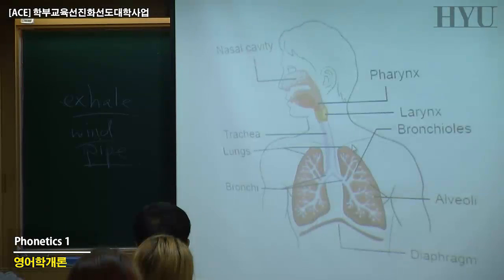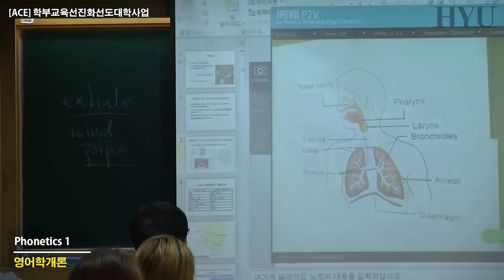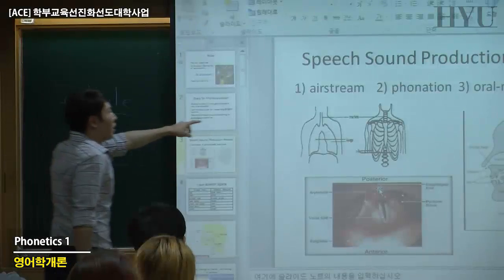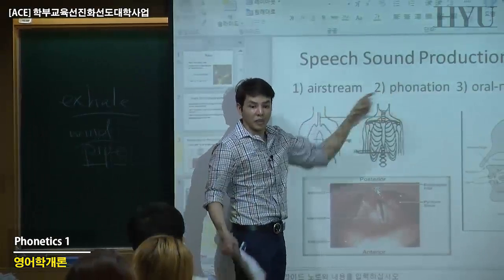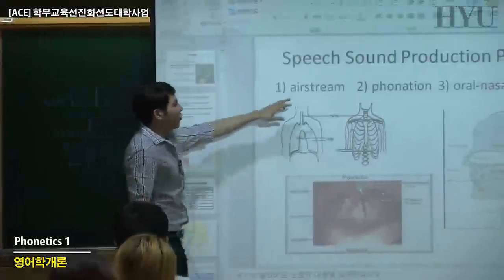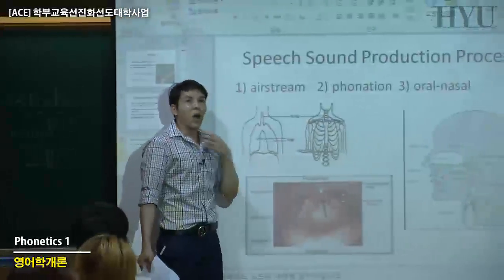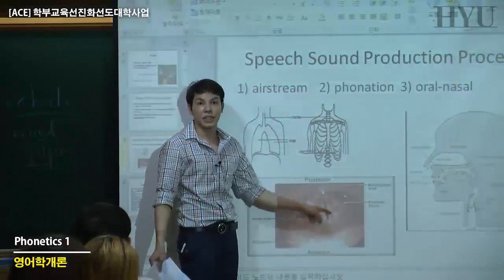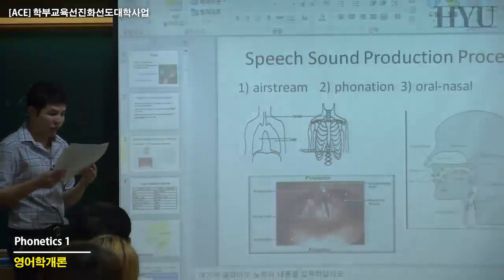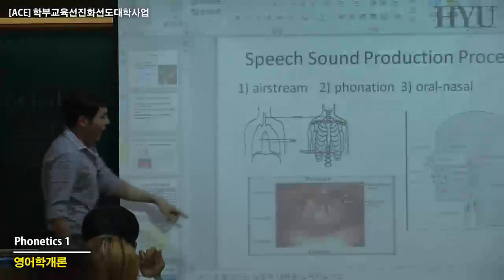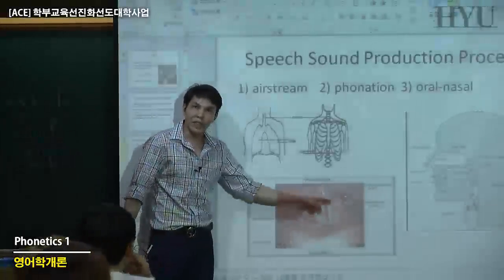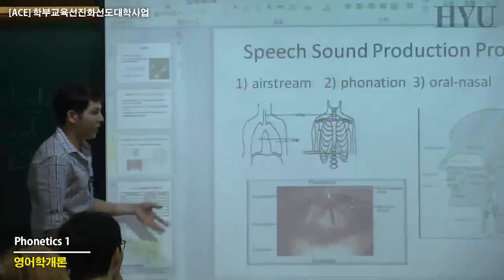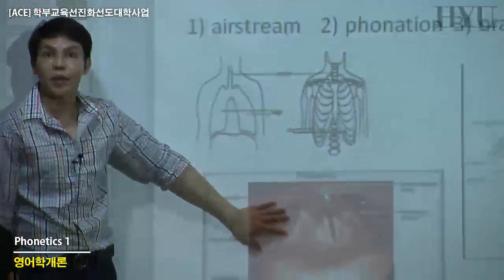The second step is, if you look at the slide, what we call the phonation step, right? The phonation step. This is on your handout too. So the phonation step is when the air passes through what we call the larynx or the voice box, right? And this is the picture of the larynx, and I will talk in detail about how the larynx works in a minute here, but this is the second step, okay?